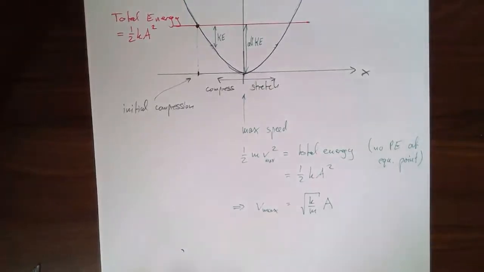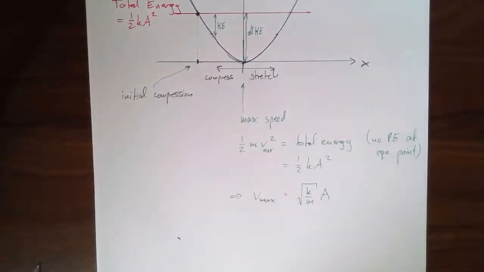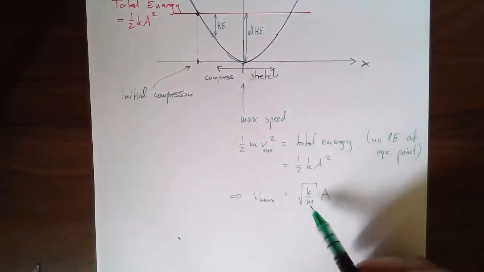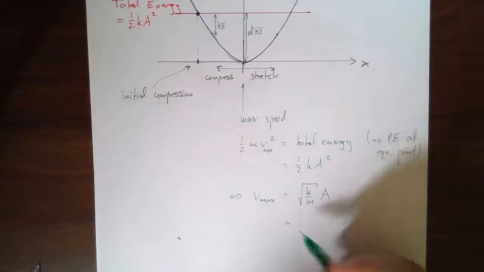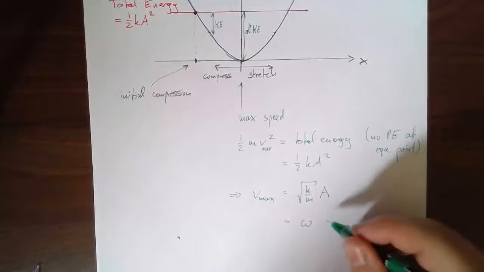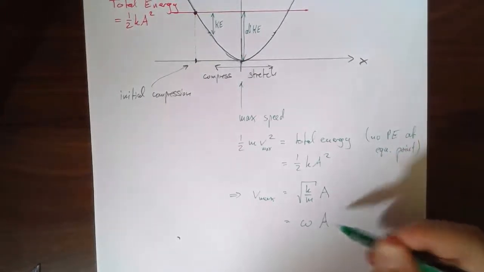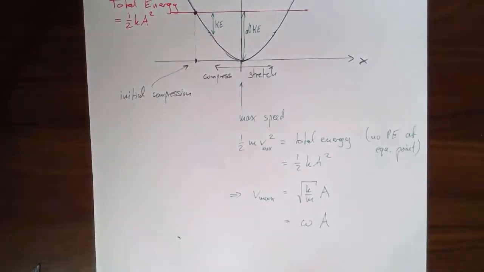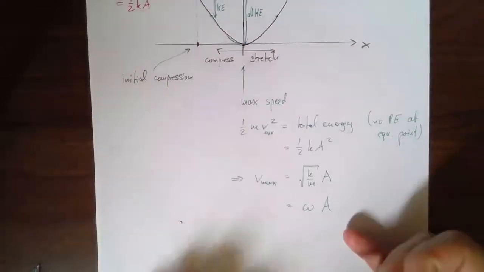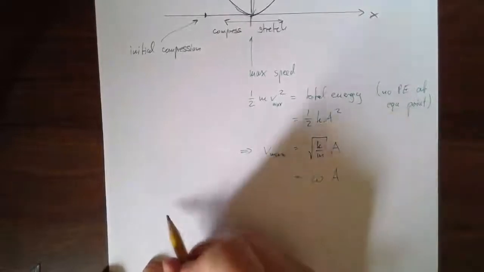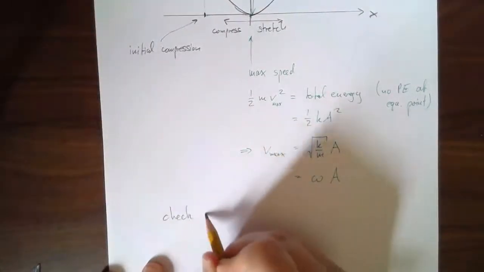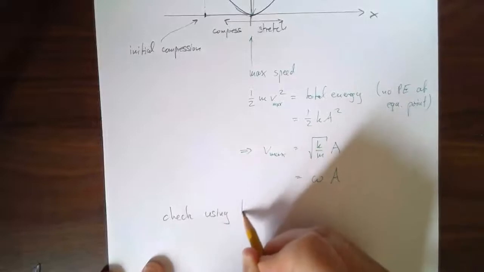Now, if you've paid attention in the previous lecture, then you know that the square root of k over m, that's come up before, that is just an expression for the angular frequency, or the angular velocity of an oscillating mass on the spring. And so it's another way of writing the maximum speed. Can I check that? Well, we can check it from the kinematics that we know. Check using kinematics.